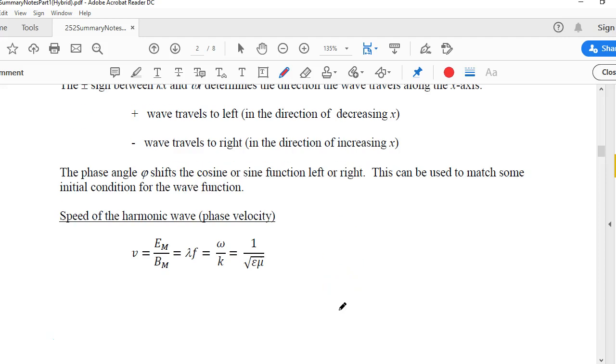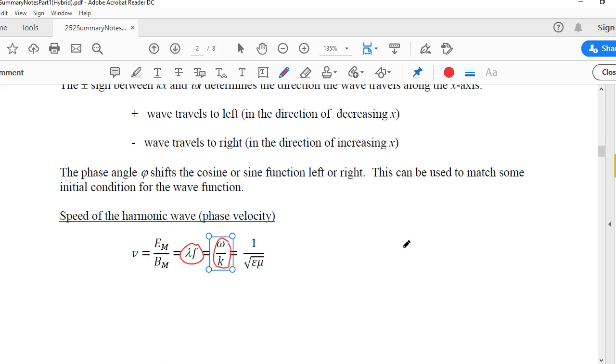Now, the speed of a harmonic wave. This is for all harmonic waves, for all types of waves: sound waves, water waves, waves on a string. The speed turns out to be omega over k, or wavelength times frequency. Always. So v equals lambda f, or omega over k.